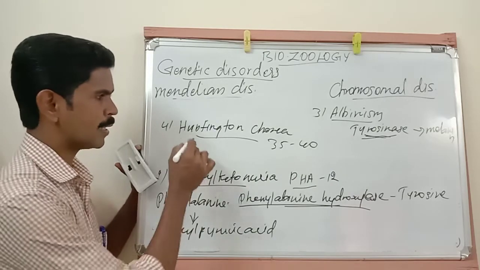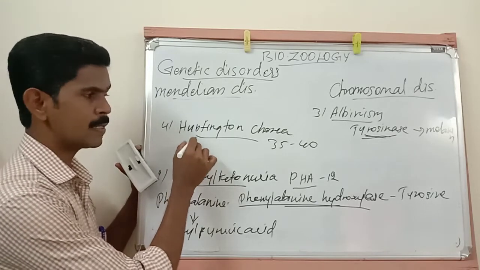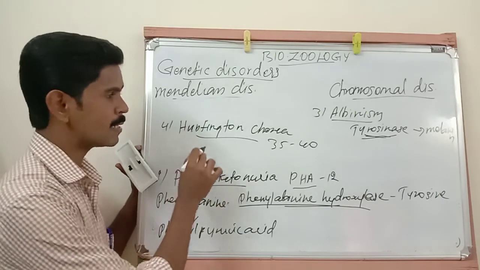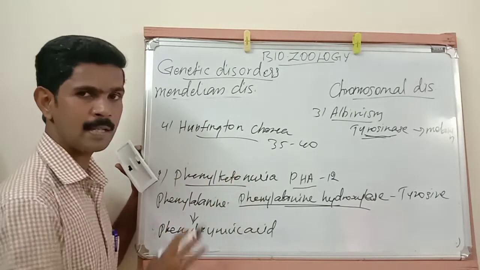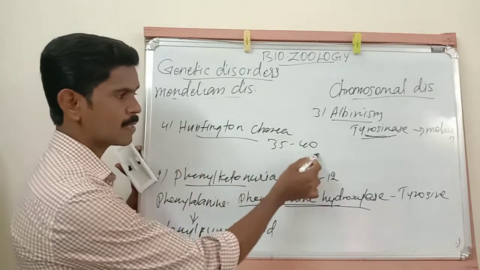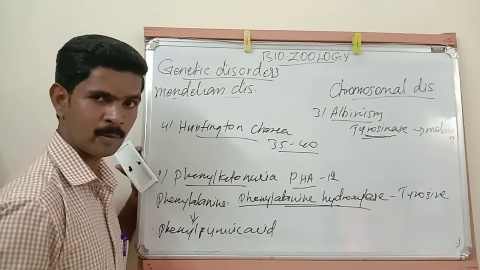Understand? So here are two important 1 mark questions I set. The first one is that it is the one and only autosomal dominant gene disorder. Then, if anybody is affected by this disorder, the person will die between the age of 35 to 40. So these two are the important 1 mark questions.